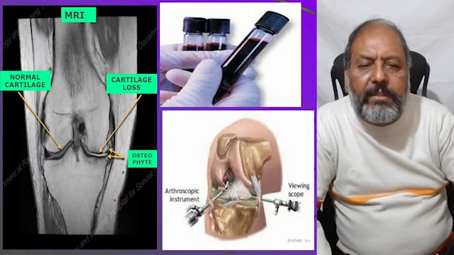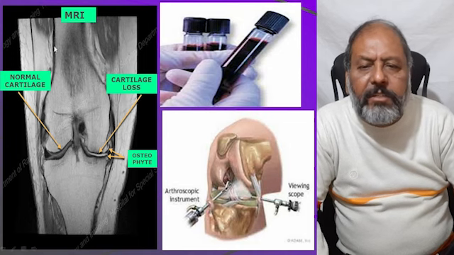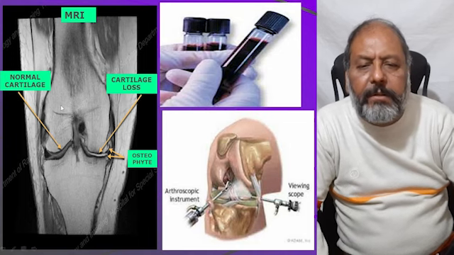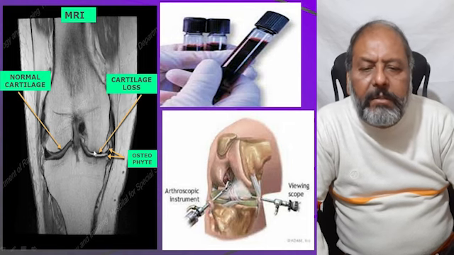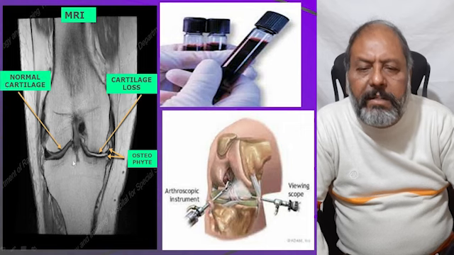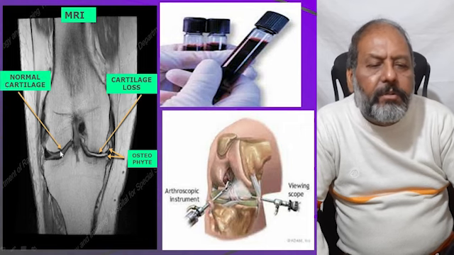So here one can see on MRI the structures are much more clear than on the X-ray, and one can appreciate osteophytes and the cartilage loss as compared to the cartilage on the other side, which is normal.